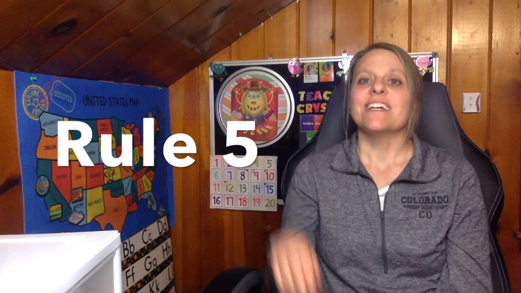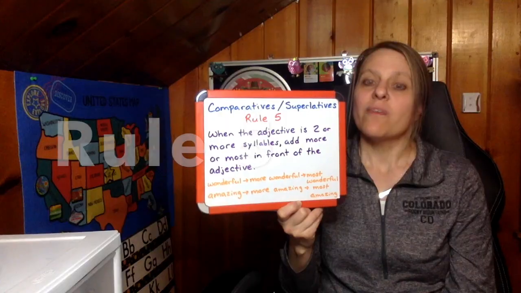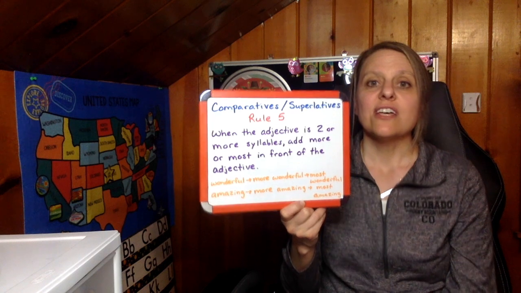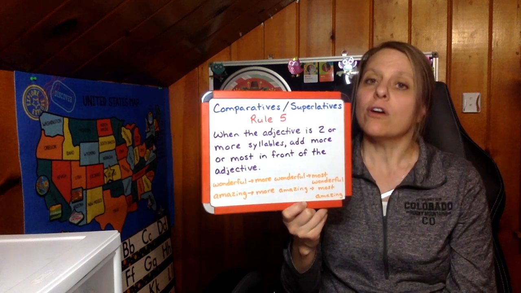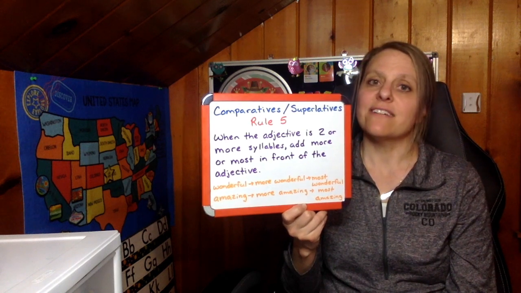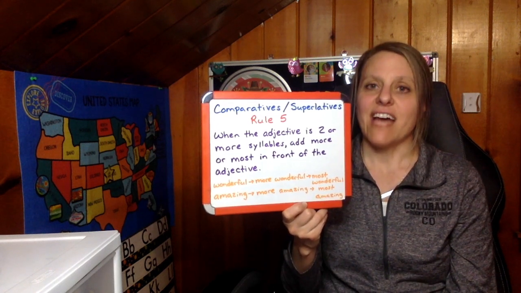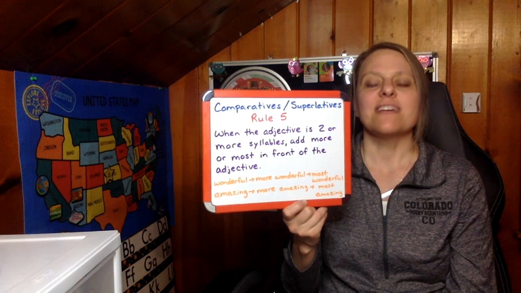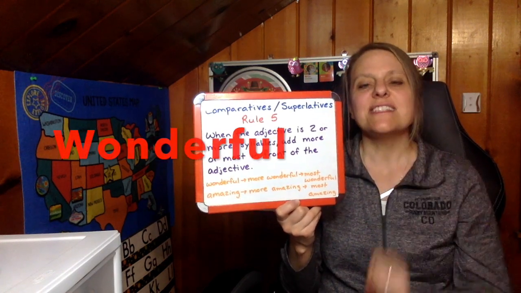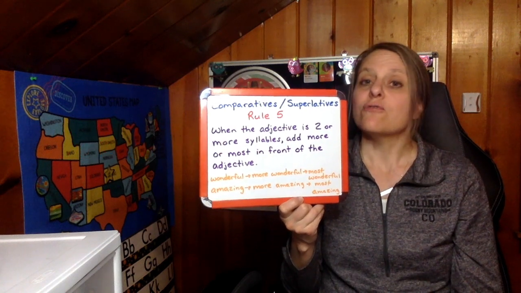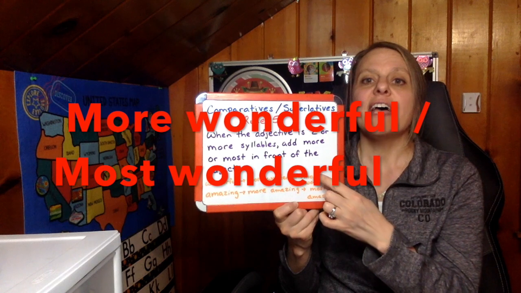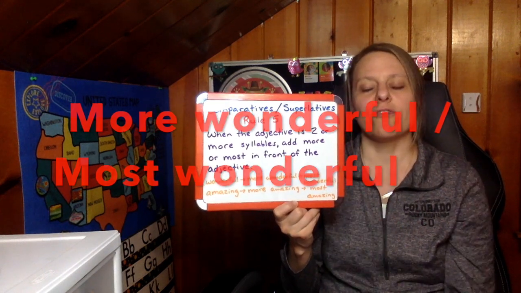Today's rule is the fifth one. When the adjective is 2 or more syllables, you add more for comparative or most for superlative in front of the adjective. For example, wonderful. That is 3 syllables. So you need to use more wonderful and most wonderful.